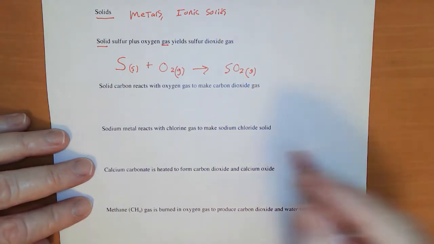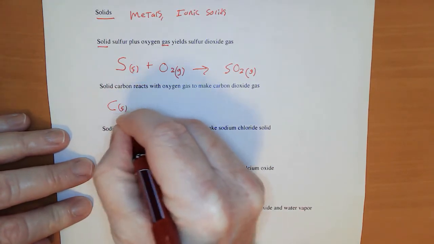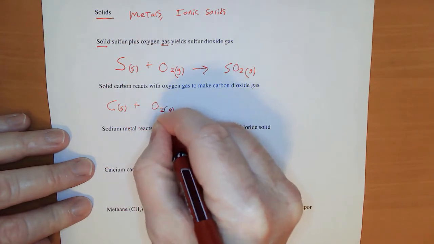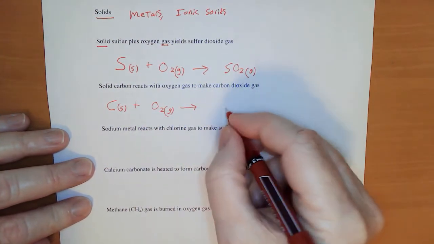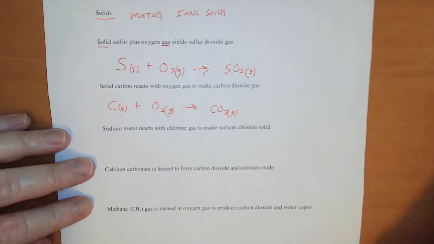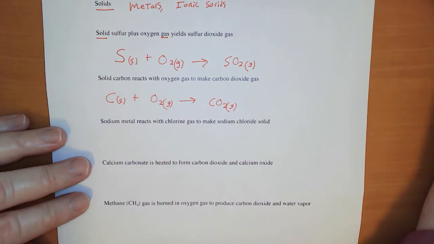Now for the next one, solid carbon. So carbon as a solid reacts with oxygen gas, which is O2 gas, to make carbon dioxide gas, which is CO2 gas. Now I'm hoping that suddenly you're starting to catch on that you do actually have to remember stuff from the last chapter to get through this.